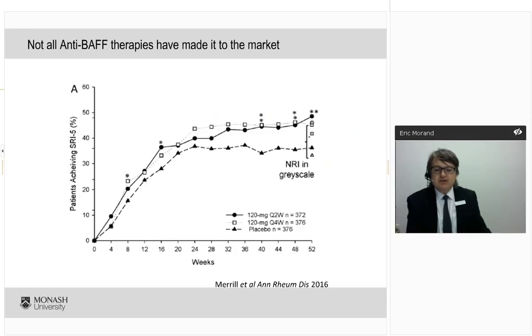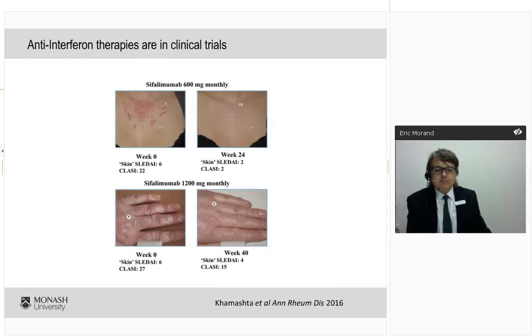Now, unfortunately, not every drug that targets that has worked. This is another drug against the same molecule, which worked in one of its trials but not the other. This drug is not coming to the clinic, so we've still got better work to do. But I want to show you this picture from a paper which just came out a few weeks ago of a new drug blocking a protein called interferon.